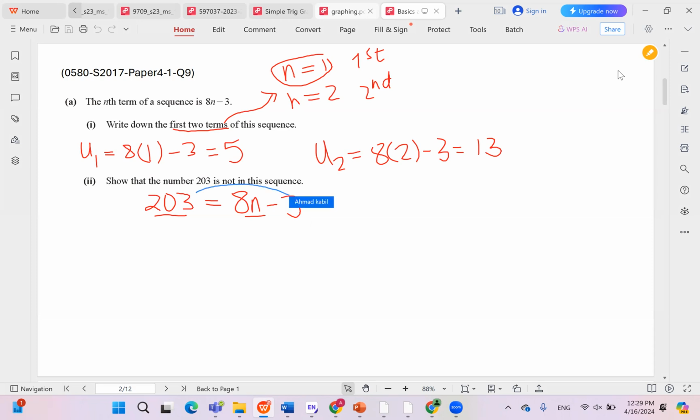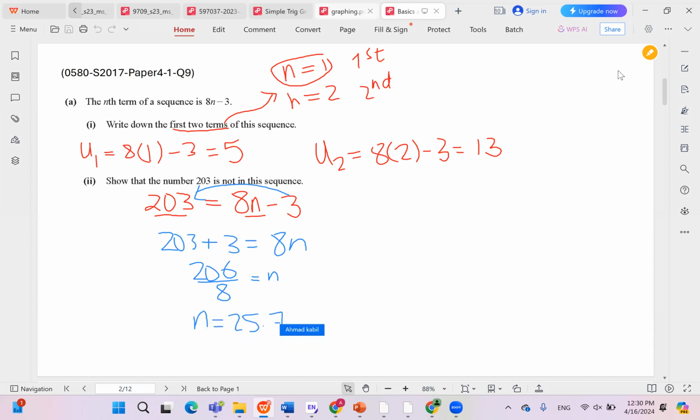We take the 3 to the other side. So 203 plus 3 equals 8n. And then we simplify and divide by 8 in order to get the value of n. So 206, which is 203 plus 3, divided by 8 equals n. And you can use your calculator to evaluate the value of n. So 206 divided by 8 gives us 25.75.